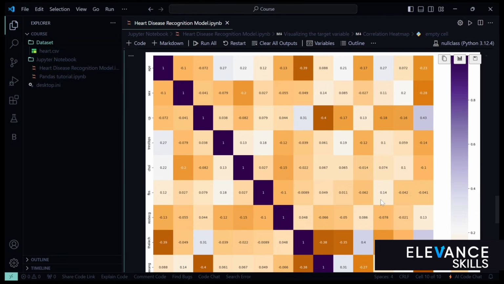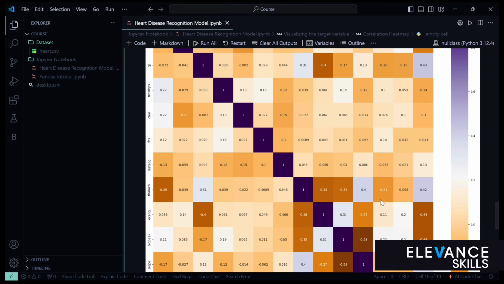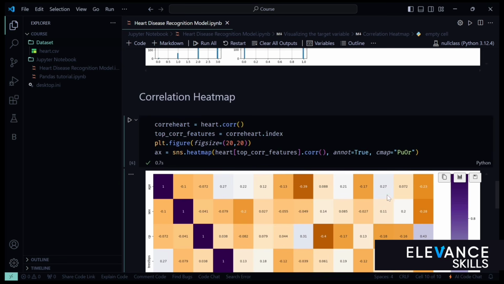Upon examining the correlation heat map, we found some interesting patterns. CP (chest pain type) and thalach (maximum heart rate) show a positive correlation with the target, with scores of 0.43 and 0.42, respectively. This suggests that patients experiencing certain types of chest pain or achieving a higher maximum heart rate might be more likely to have heart disease.